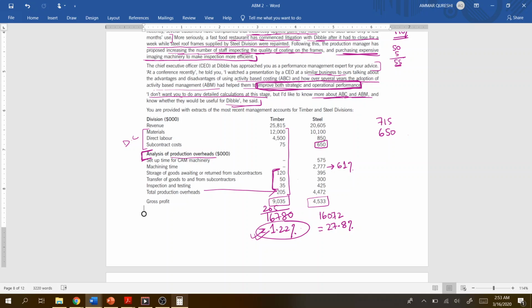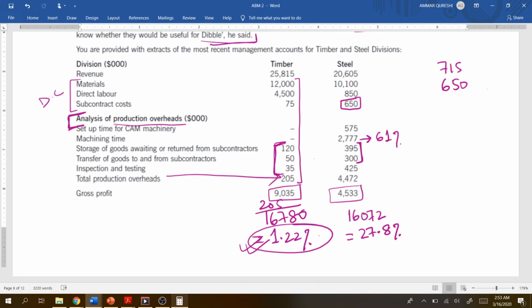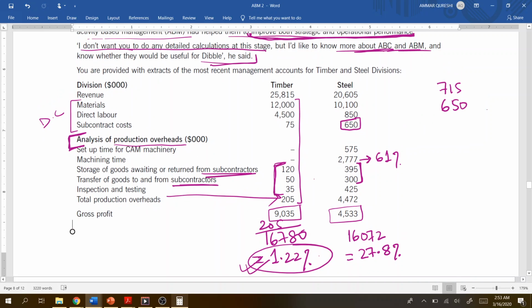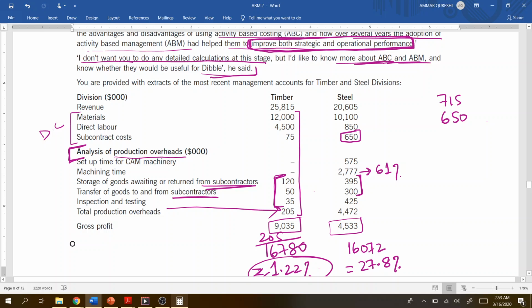It's telling us that these two costs are actually related to the subcontractor. Let me magnify this. Storage of goods awaiting or returned from subcontractors, and transfer of goods to and from subcontractors. These are two costs which are actually related to the subcontractor. The problem is that this is not a direct cost; it is a hidden cost in the overheads.